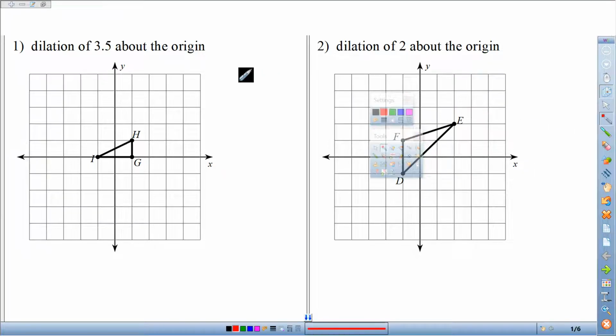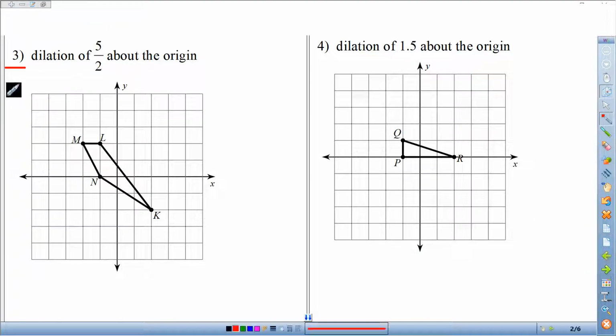If you guys remember, basically the idea with a dilation is that they will give you a number called the scale factor, and we just need to multiply all of our coordinates by whatever that number is, and we'll get our dilation. I'm going to skip numbers 1 and 2, and I want to take a look at number 3, just because it's giving us our scale factor as a fraction.